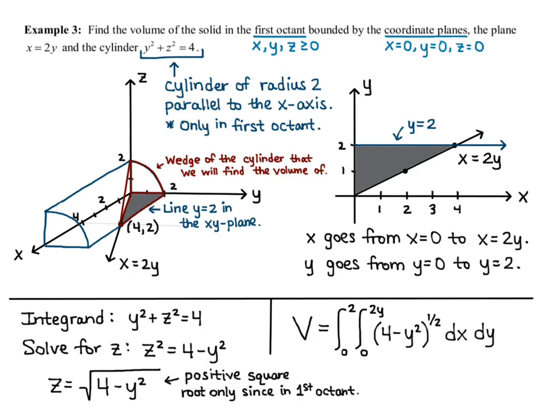Putting it all together, we get the volume equals the integral from y equals 0 to y equals 2 of the integral from x equals 0 to x equals 2y of the integrand (4 minus y squared) to the 1/2 dx dy. Note that I just rewrote the square root as a 1/2 power.